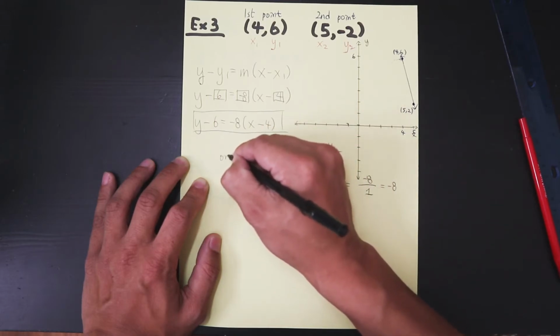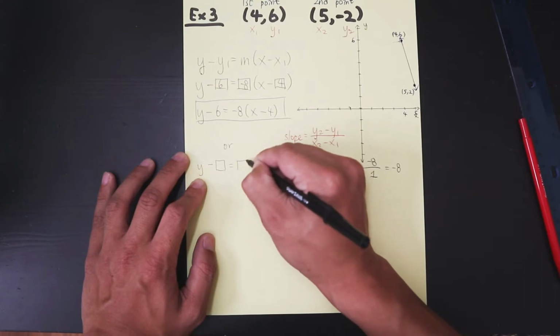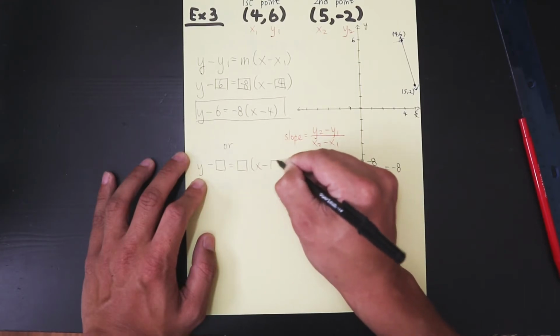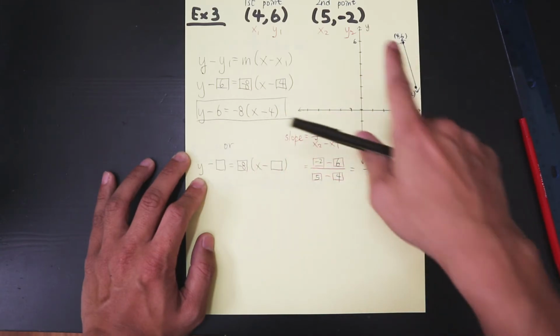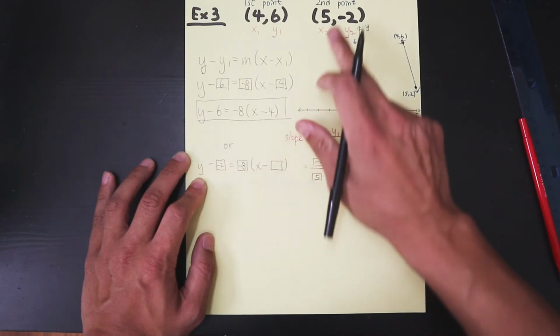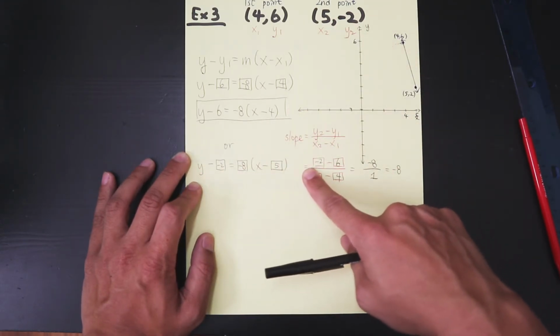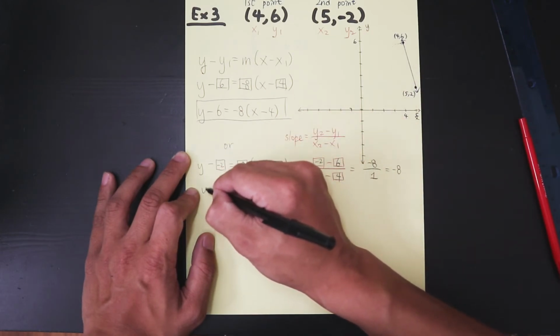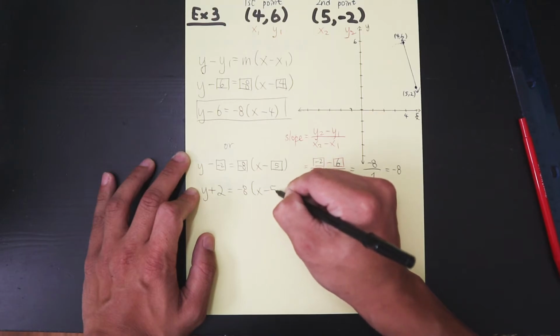Okay. Or if you want, you could choose the second ordered pair. So again, even though you choose the second ordered pair, the slope is the same, still -8. But in this case, your y sub 2 is -2, so you're going to plug in -2, and your x sub 2 is going to be 5. And then from here, you rewrite the point slope form without the boxes. So in this case, it's going to be y plus 2 is equal to -8 open parentheses x minus 5.